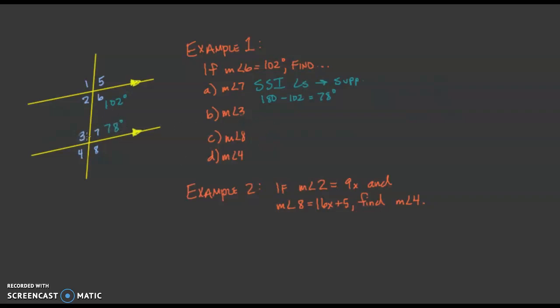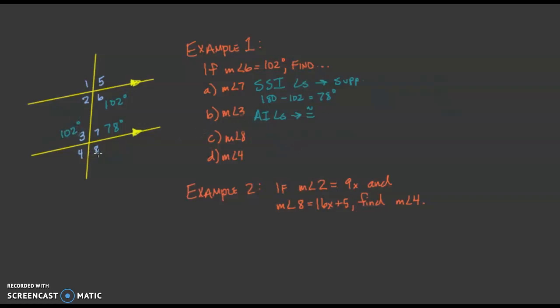Now, angle 3 right here, first of all, I might notice that it's supplementary to angle 7, so I could figure it out that way. I might also notice that it's an alternate interior angle with angle 6. They're both on the inside, but angle 6 is on the right of the transversal, and angle 3 is to the left of the transversal. And we learned that those alternate interior angles, when the lines are parallel, end up being congruent. So that would mean that angle 3 has to be 102 degrees.